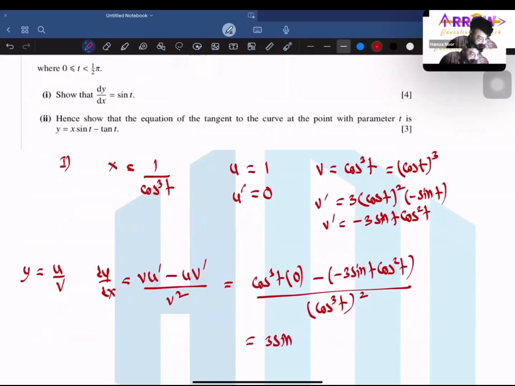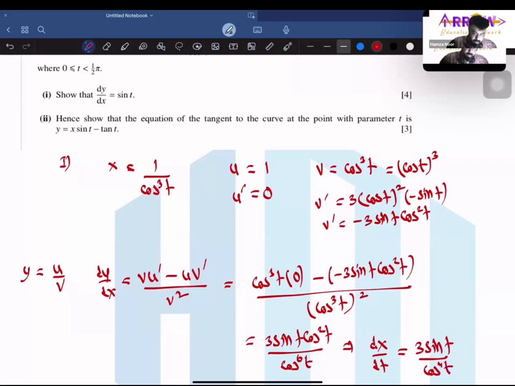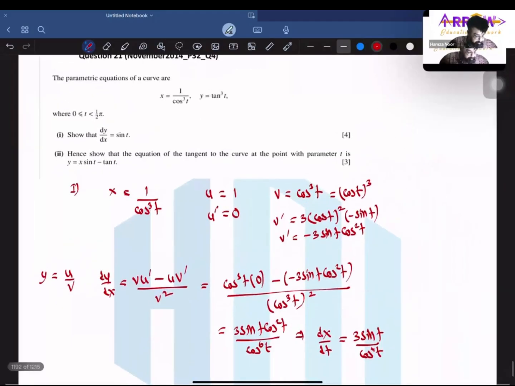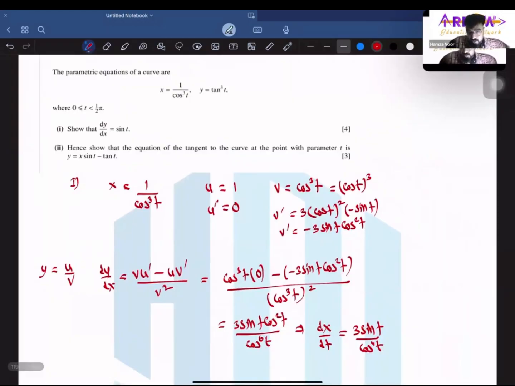So 3 sine t cos square t divided by cos t raised to the power of 6. We write it like this: 6, a small power, just above cos and before t. What we can see is that cos square t gets cancelled out, and the power will remain 4 in the denominator. So we can see that the dx over dt function is supposed to be 3 sine t divided by cos t raised to the power of 4. So far we have differentiated x with respect to t. I hope this is clear.